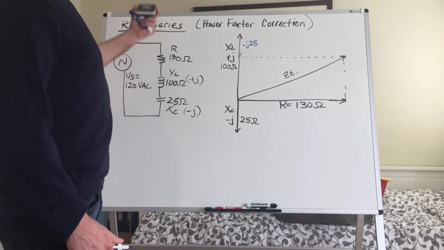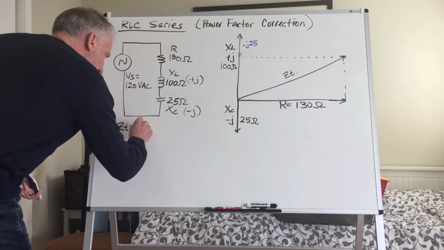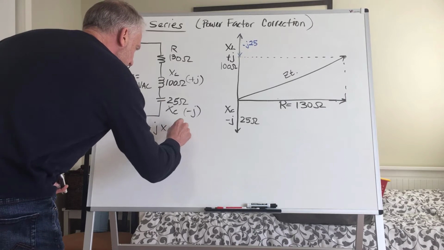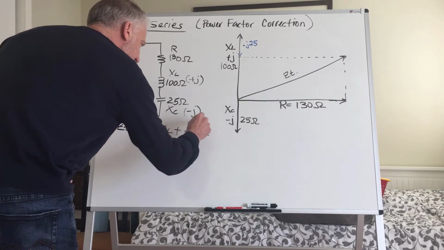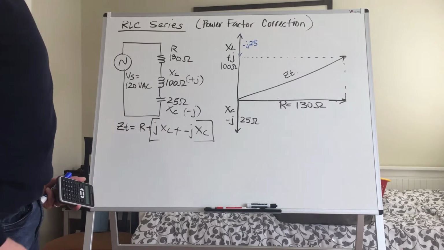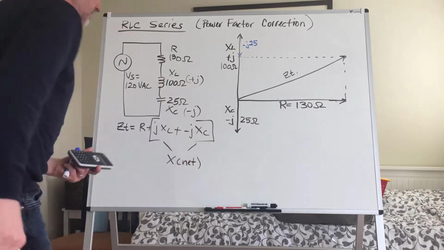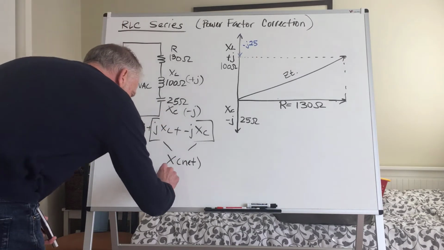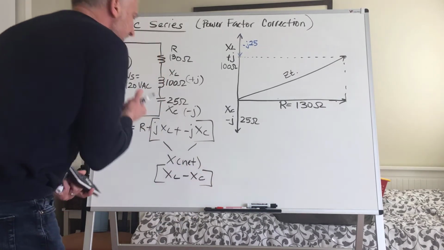Now remember, because we can add these all up, it's as simple as saying Z total would equal R plus J XL plus minus J XC. What it means is you've got an overall imaginary component, or J component, from these two values, doesn't it? And they would equal what would be referred to as your net value of reactance, right? It's a plus J added on to a minus J, which at the end of the day is equal to XL minus XC, okay?